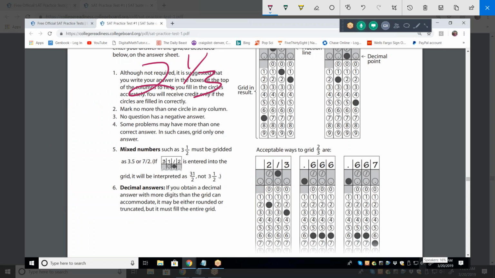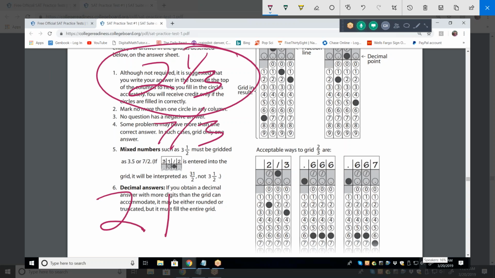How would you input that? 2.33. Okay, that's one way to do it. The other way would be that way. The only way you cannot input it is as a proper fraction. In other words, if you tried to input it like this, it would read that as 21/3, not 2 1/3.